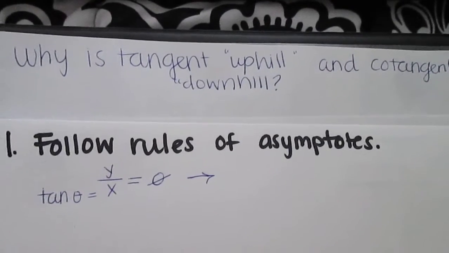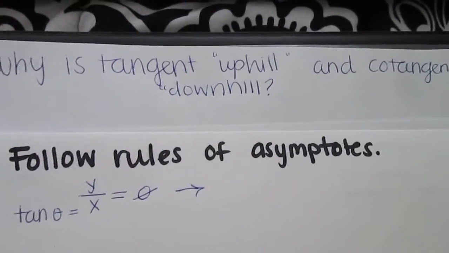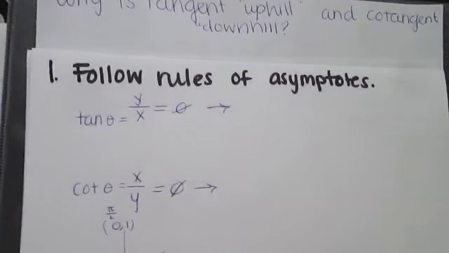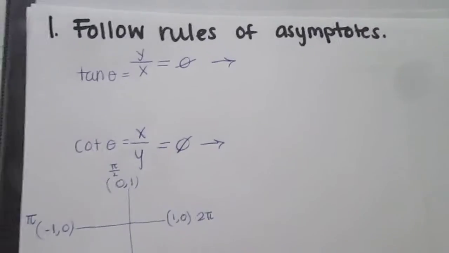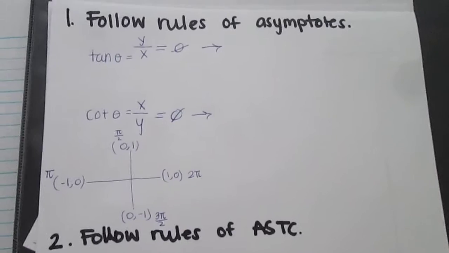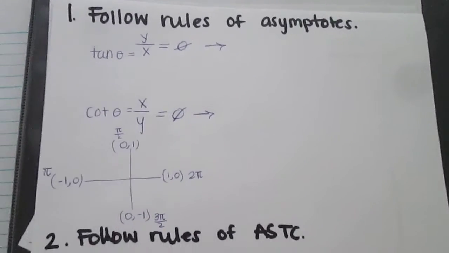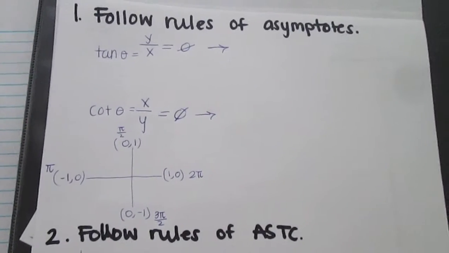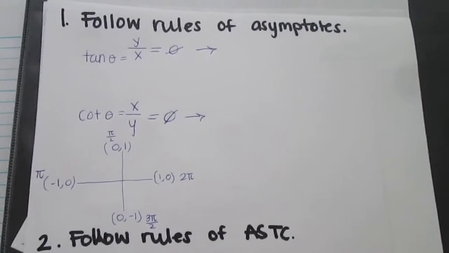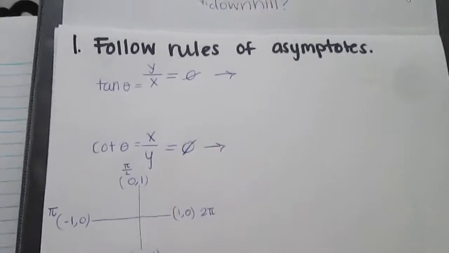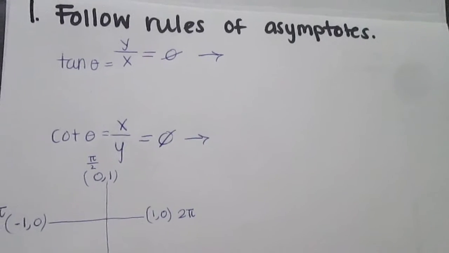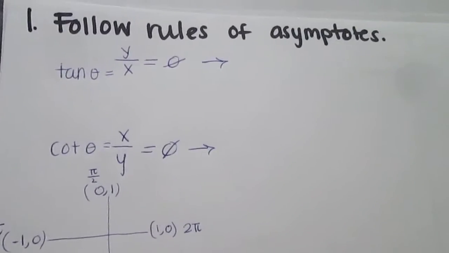Okay, so our question is, why is tangent uphill and cotangent downhill? There's two things that we need to keep in mind, and they're kind of explanations. Number one is we need to follow the rule of asymptotes, and number two is we need to follow the rules of ASTC.